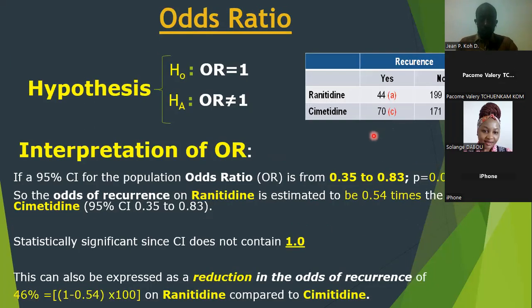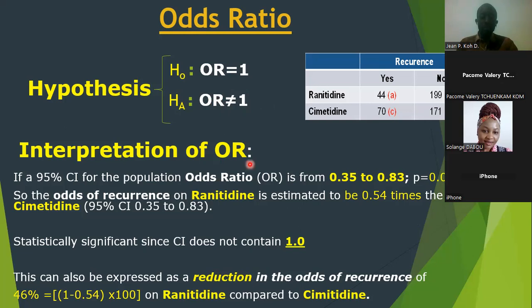And how do we test the hypothesis? Which hypothesis do we test here? You are testing the null hypothesis that the odds ratio is equal to 1, meaning that the odds are similar. That's why when you divide them, they will cancel out, and then you have 1. Then the alternative hypothesis is that the odds ratio is not equal to 1. So this is the two-tailed test. If it were a one-tailed test, we could say the odds ratio is greater than 1, or we could say the odds ratio is less than 1.